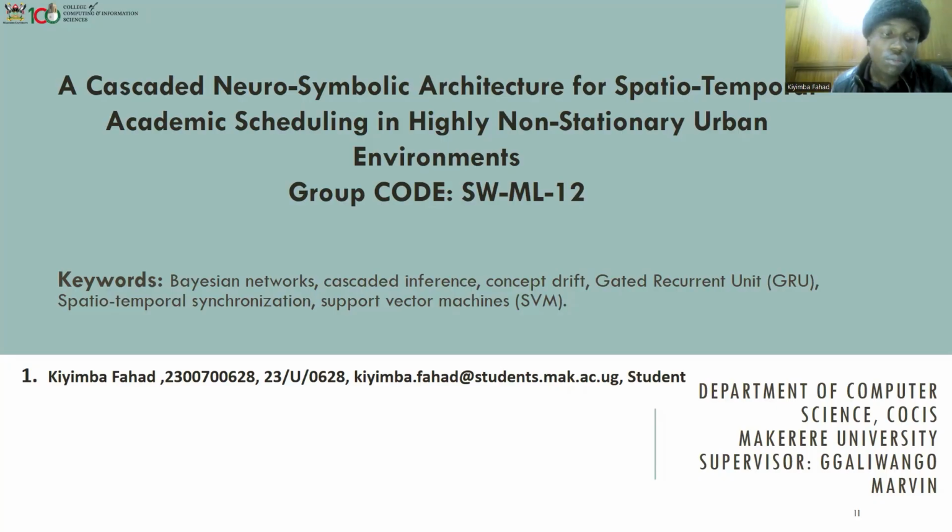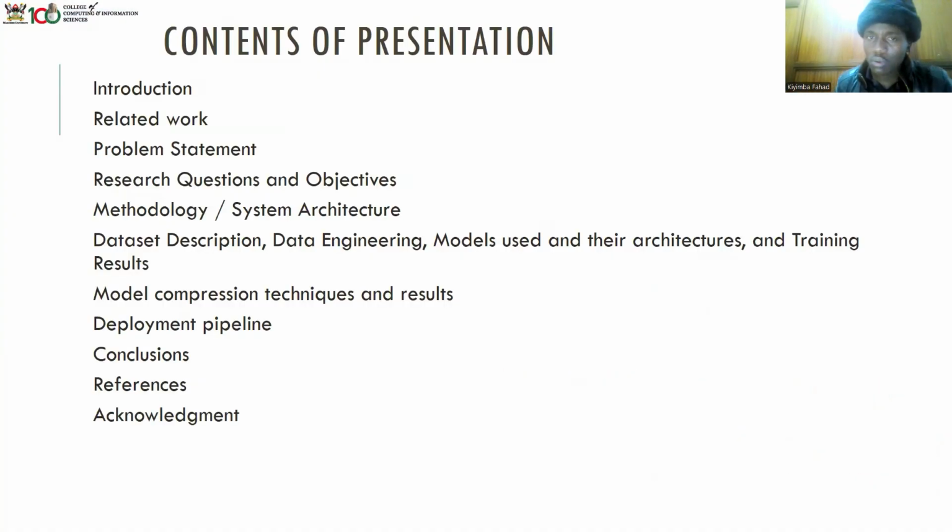So today we will talk about a cascading symbolic architecture for spatial-temporal academic scheduling, especially in highly non-stationary urban environments. We talk about what this dynamic spatial-temporal synchronization engine is, what inspired it, what it really does, and much more. We should talk about related works and objectives, methodology and architecture, the data description, data engineering parts, the models used and the architectures, and perhaps the training results. We shall also talk about the compression techniques that we use, the payment pipeline, and I will later give references.